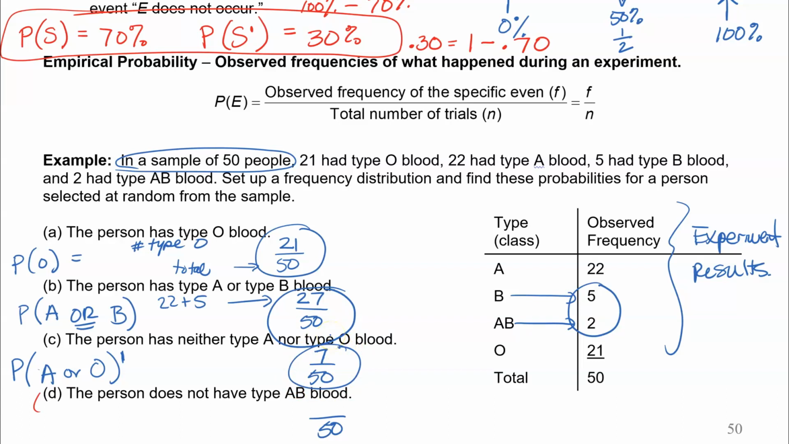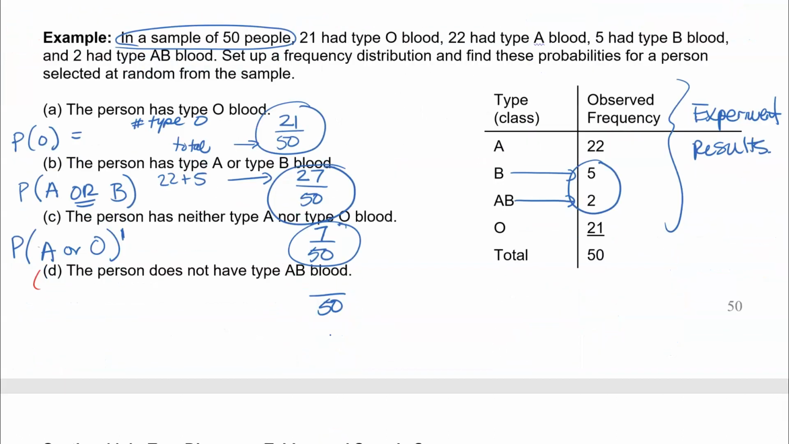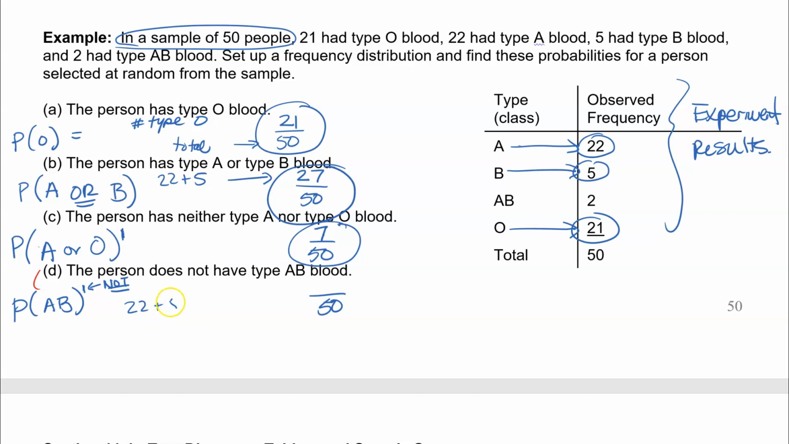Okay, and last, the probability that a person does not have AB, so probability of not AB. So we could write it like this, AB complement, because remember that apostrophe or the complement just means not. Okay, so there are a couple different ways we could do this. We could look at all of the options where the blood is not AB. So that would be A, that would be B, that would be O, and we could add those up. So 22 plus 5 plus 21. Okay, and we can put that on the top and we get 48 out of 50. Now we can actually divide those both by 2 and we get 24 out of 25 as our probability.